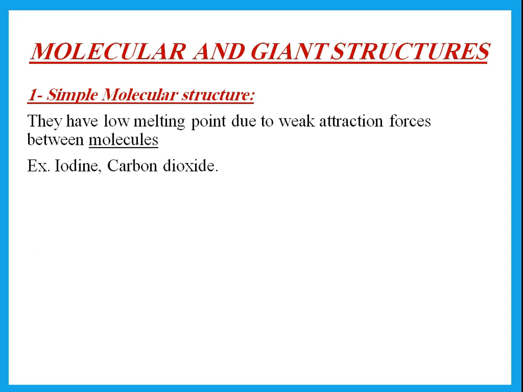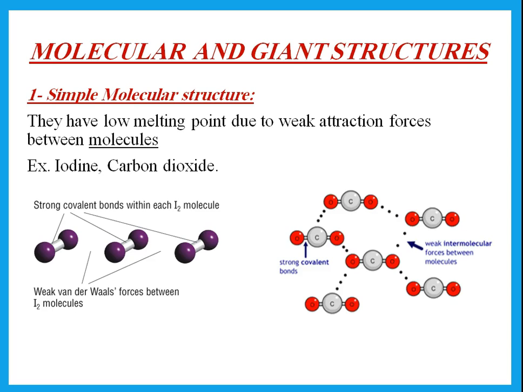Now, let's talk about the structure of compounds. We can have two types of structures: simple molecular structure, or giant structures. Most elements have simple molecular structures, for example iodine, carbon dioxide, chlorine, hydrogen. All of these things that have low melting points are simple molecular structures. And if the question asks why something has low melting point, that is probably because it has simple molecular structure, and this is because the simple molecules have weak attraction forces between them.